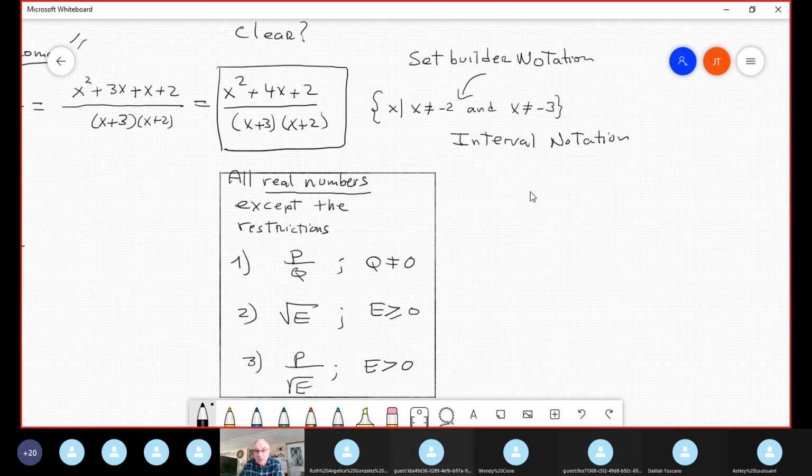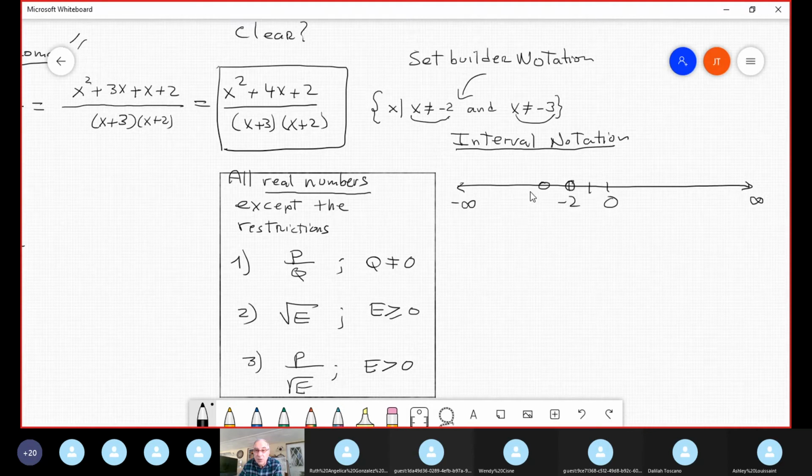Let me try to explain interval notation. This is my real number line, infinity positive, infinity negative. Yes, I realize that we have a couple of holes. This is a hole and this is another hole. We have 0, -1, -2, a hole at -2, and a hole at -3. So basically, we have the domain as this interval, which I want to do in blue color.